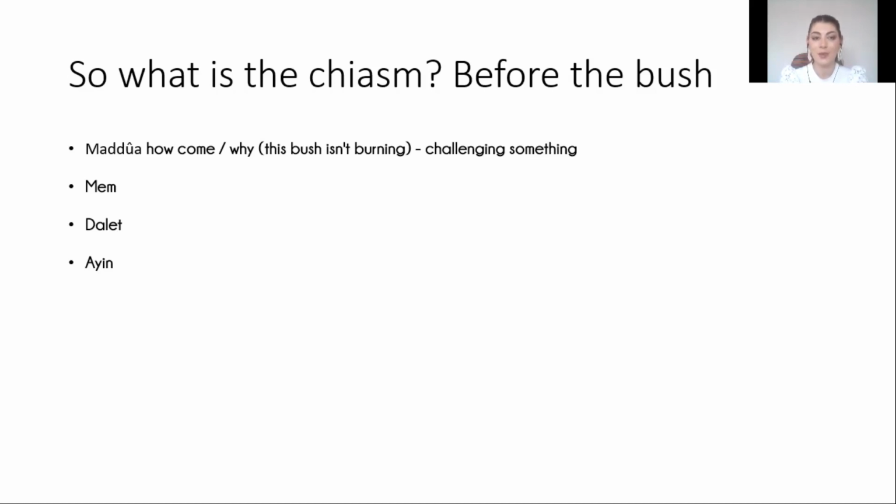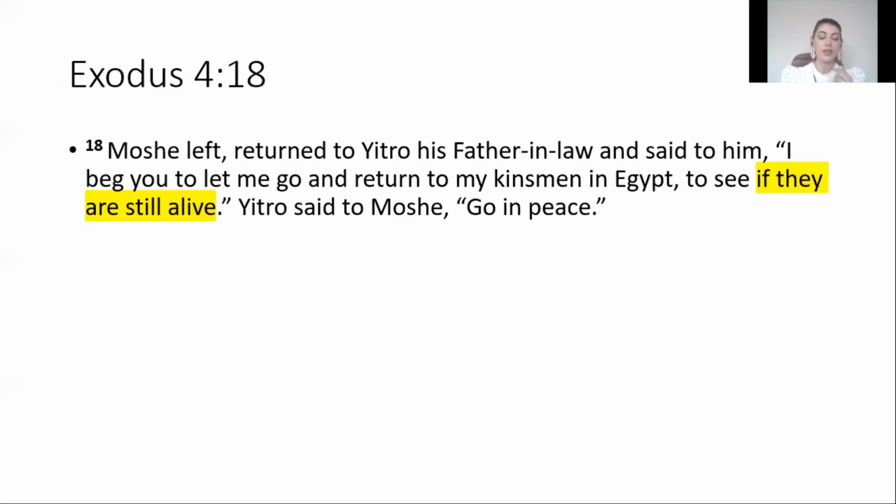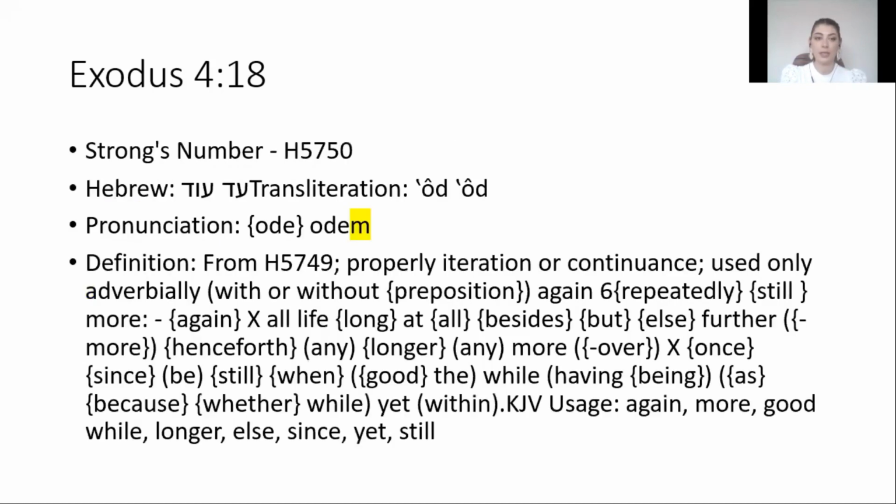Okay, so let's look at this word. It's spelled Mem Dalet Ayin. So why is the bush burning? Medua, Mem Dalet Ayin. So after the burning bush, Moses left, returned to Yethro, his father-in-law, and said to him, I beg you to let me go and return to my kinsmen in Egypt to see if they are still alive. So we are going to compare the word why with if they are still alive. And Yethro said to Moses, go in peace.